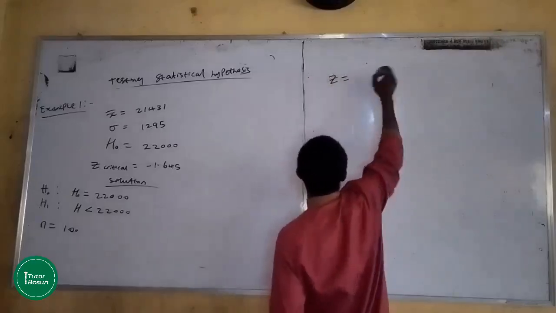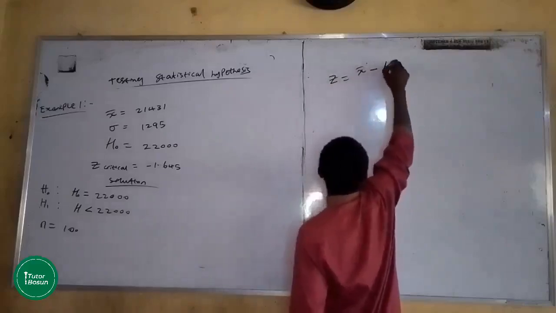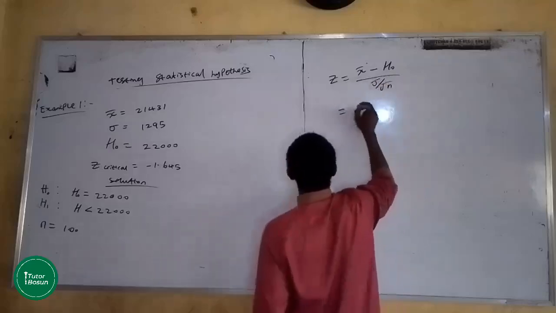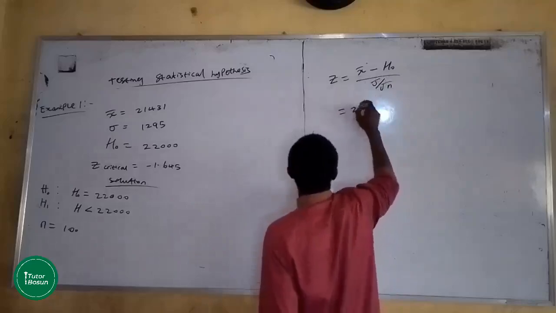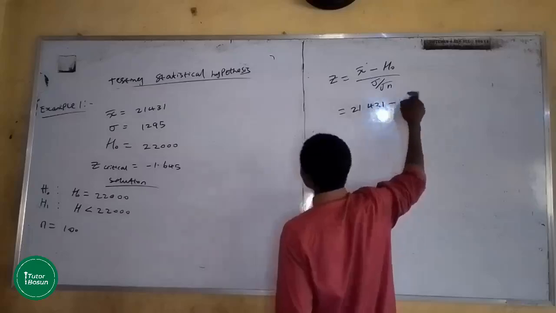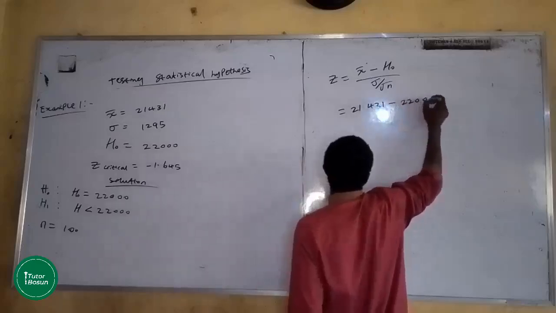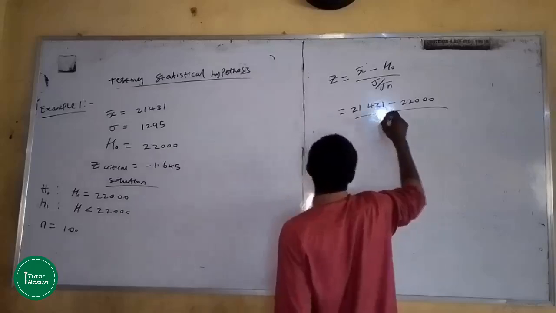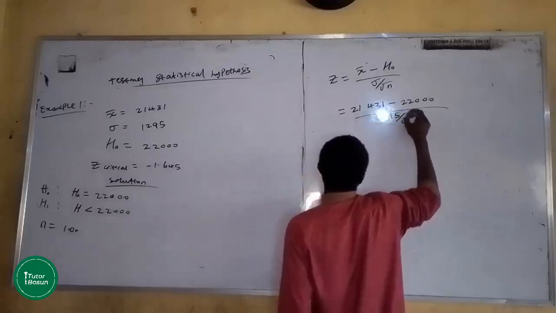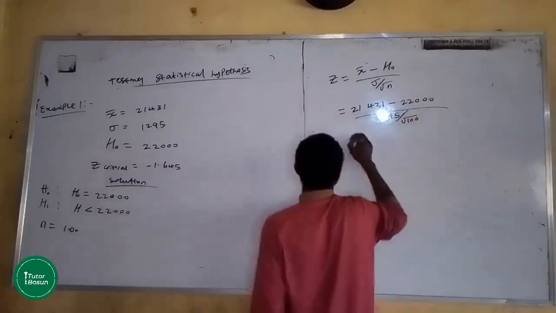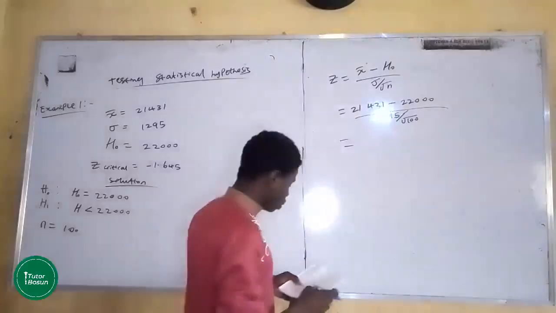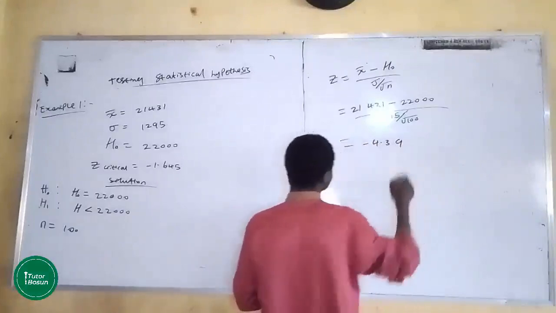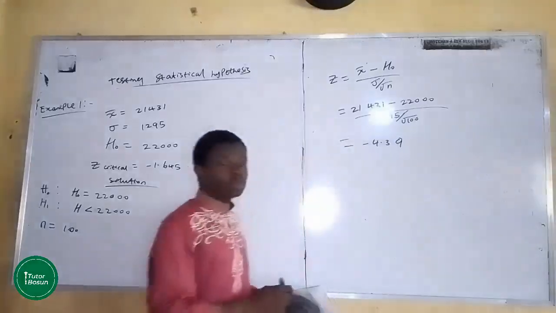Z is equal to x bar minus mu naught over standard deviation divided by square root of n, which will definitely be equal to x bar. X bar is 21,431 minus mu naught, which is what? 22,000. Divided by standard deviation, and our standard deviation is 1,295 divided by square root of 100, which is n. So if you complete this ratio, you should be getting minus 4.39. You're getting minus 4.39. So we are able to calculate our z.